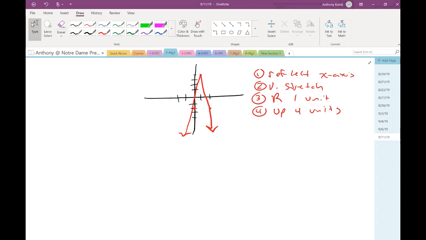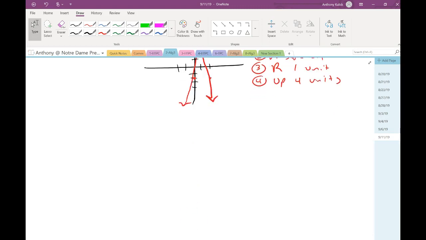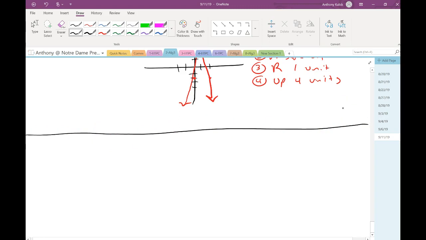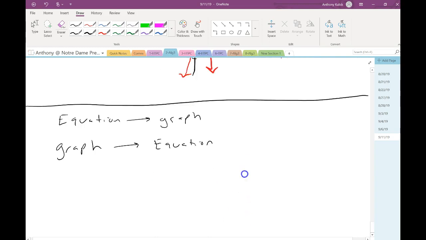Does anybody have questions about what we've done so far? Okay. Sure. That's an easy question to answer. Let's do one last thing. What we've been talking about so far has mainly been focusing on going from the equation to the graph. What if we wanted to go from a graph back to an equation?